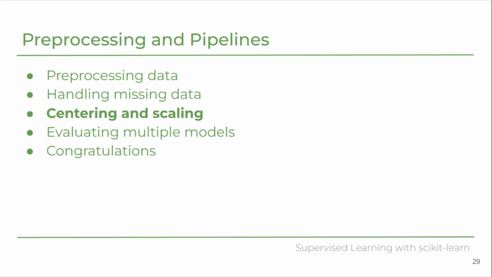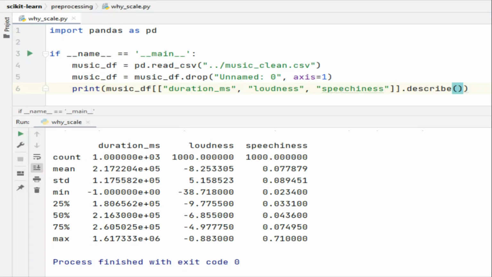Data imputation is one of several important preprocessing steps for machine learning. Now let's cover another, centering and scaling our data. Let's use df.describe to check out the ranges of some of our feature variables in the music dataset. We see that the ranges vary widely. Duration_ms ranges from 0 to 1.62 million, speechiness contains only decimal places, and loudness only has negative values.